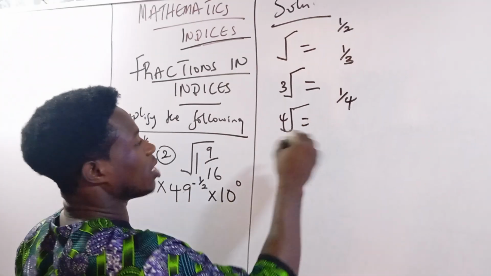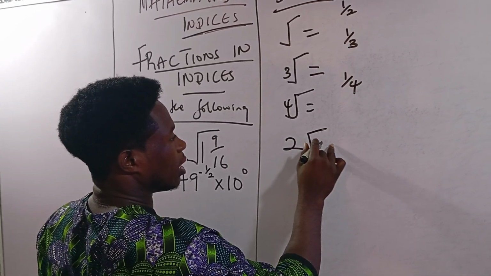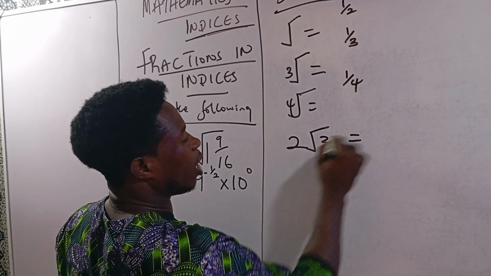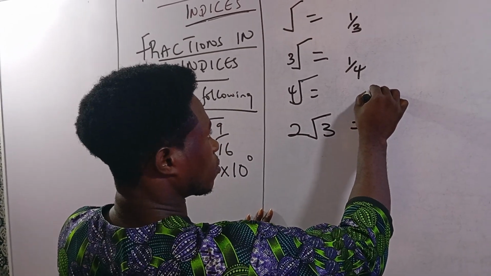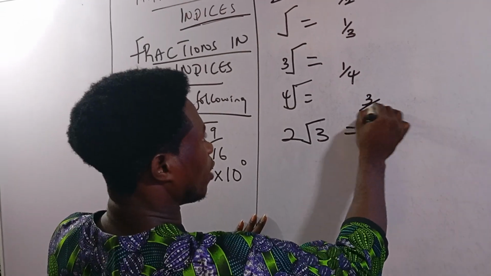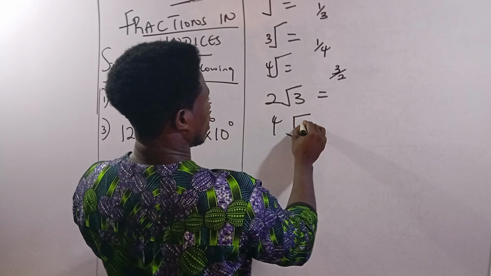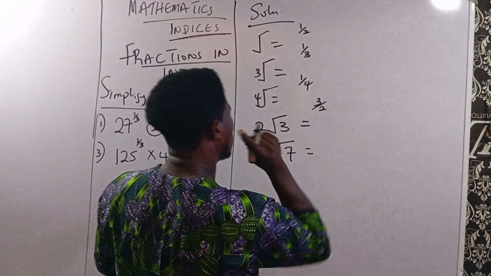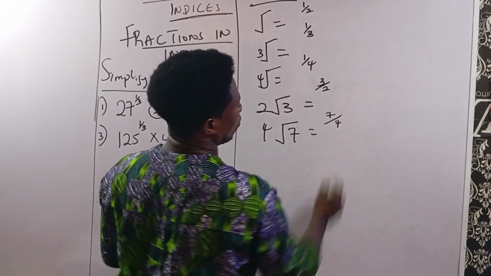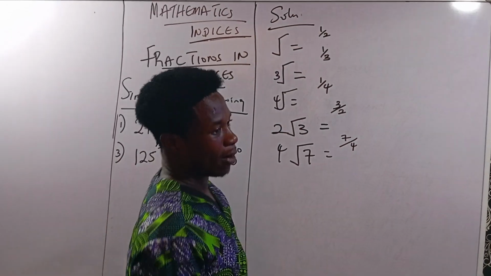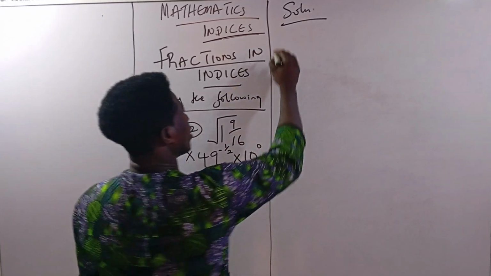Did you get it? So in the same way, the square root of 3 is equal to 3 raised to the power 1 over 2, and the fourth root of 7 is equal to 7 raised to the power of 1 over 4. All these things are raised to powers. So let's solve example number 1.